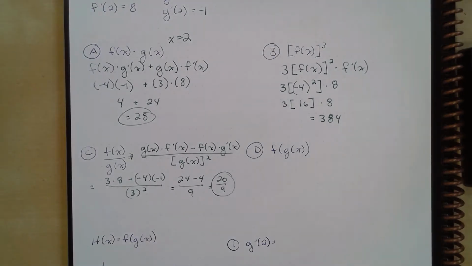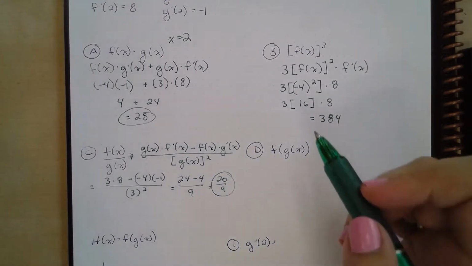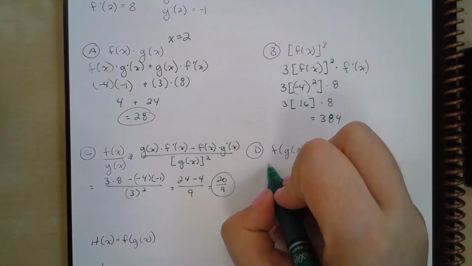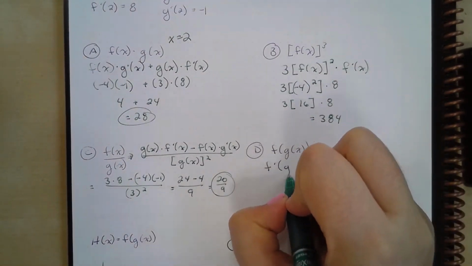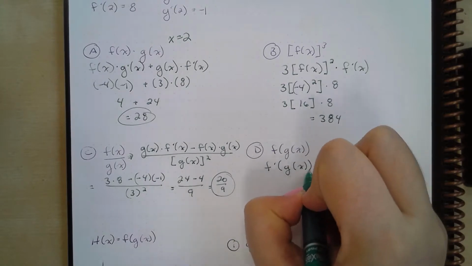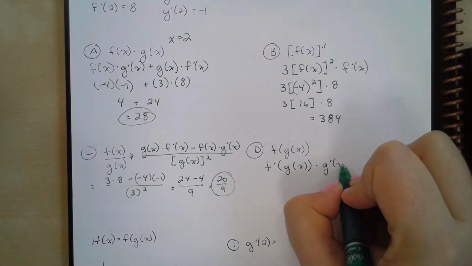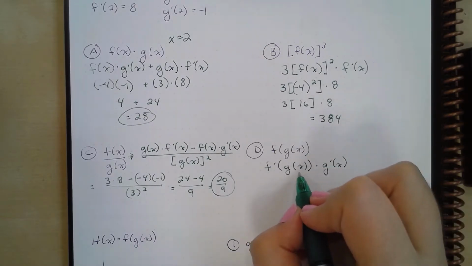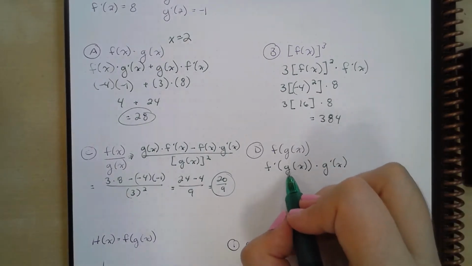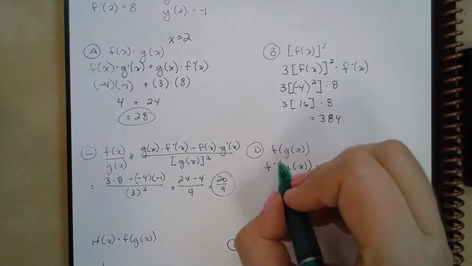And then finally, we have f of g of x. Well, f of g of x means that we're going to find f prime of g of x times the derivative of what's inside there, g prime of x. Well, f prime of g of x, well, this is going to be f prime g of 2, right? So I'm going to write that down.